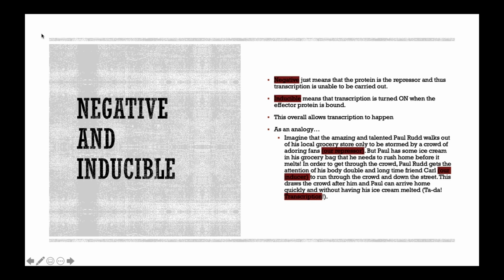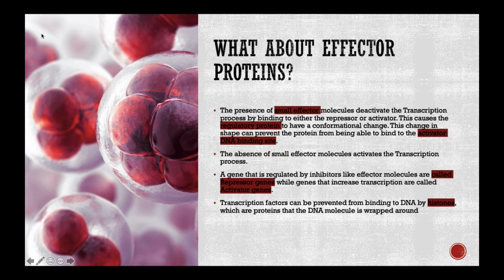What kind of process is this? The crowd is our repressor, and Carl is our inducer, which gives us the negative inducible. What about effector proteins? The presence of small effector molecules deactivates the transcription process by binding to either the repressor or activator. This causes the regulatory protein to have a conformational change. This change in shape can prevent the protein from being able to bind to the activator DNA binding site. The absence of small effector molecules activates the transcription process.